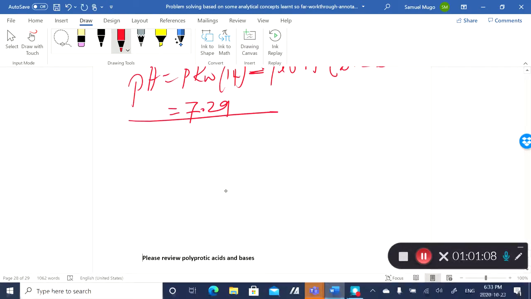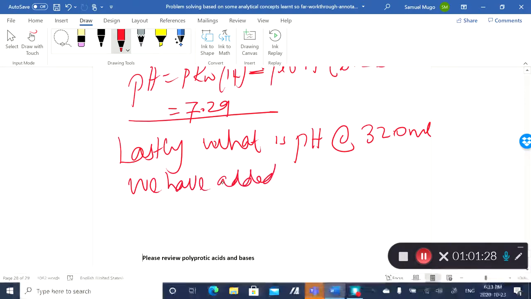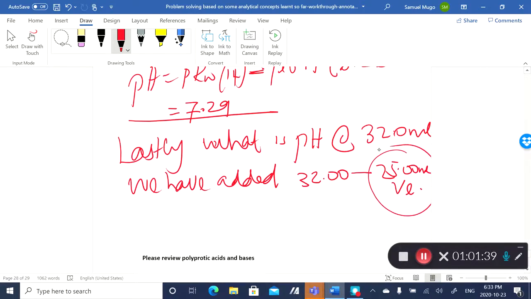Lastly, what is the pH at 32.0 mil? So take note of this. We have added 32 mil, which is more than the 25 mil at the equivalence volume. At the equivalence volume, that's when we consumed all the acid that was present, meaning we've added 7.0 mil more after the equivalence volume.